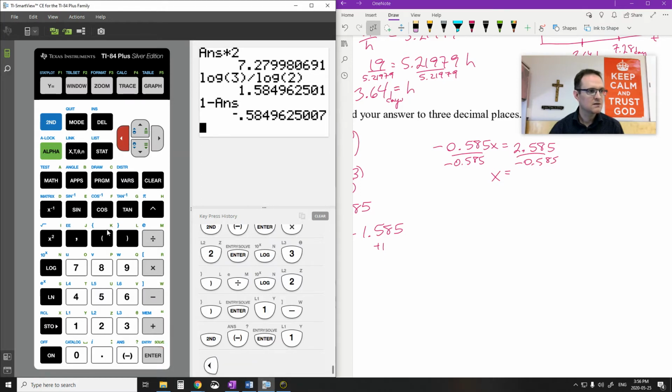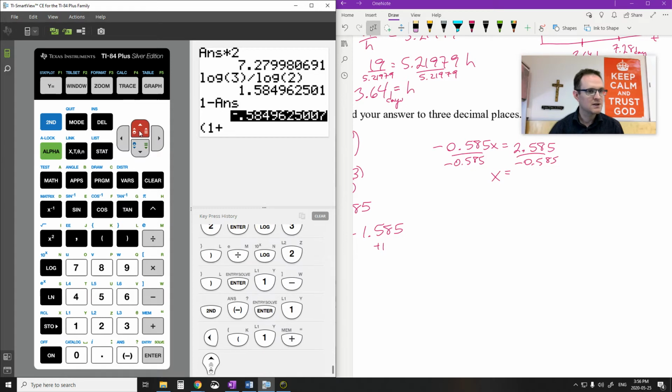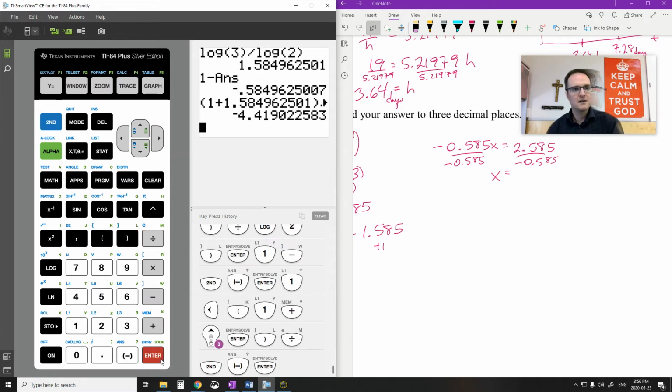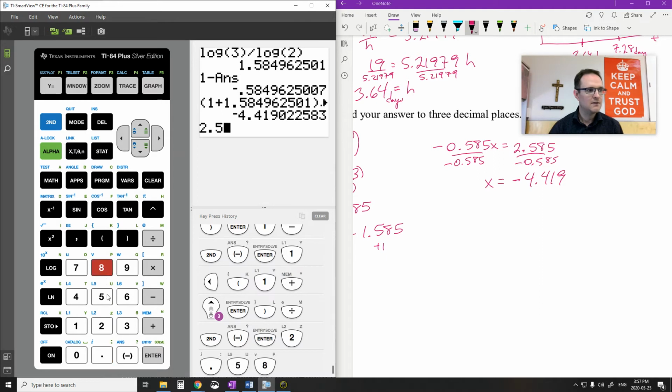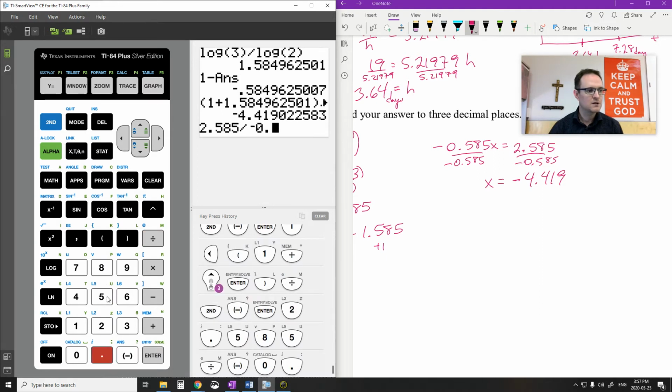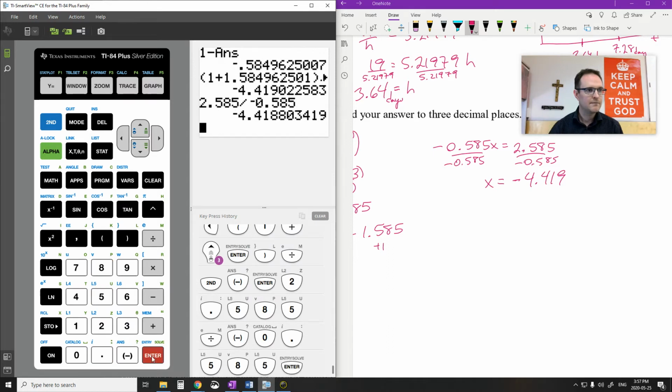We're going to get x is equal to... I'm going to do this as precisely as possible. I know this number here is 2.585. It's that number plus 1 divided by this number. So I get negative 4.419. Now, if I did that without the precision that I tried with my calculator here, let's just use the numbers that we have here and see how close we got. 2.585 divided by negative 0.585. It was pretty close. Actually, it would round up if I had the proper number of decimals there. So that's not too bad.